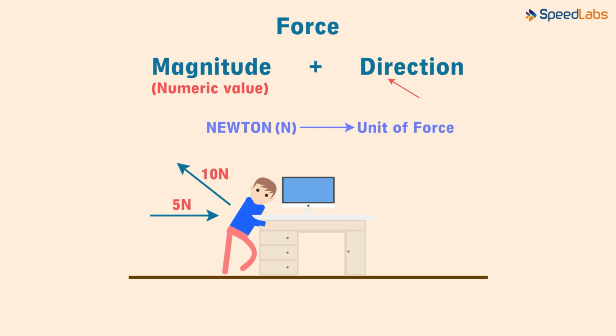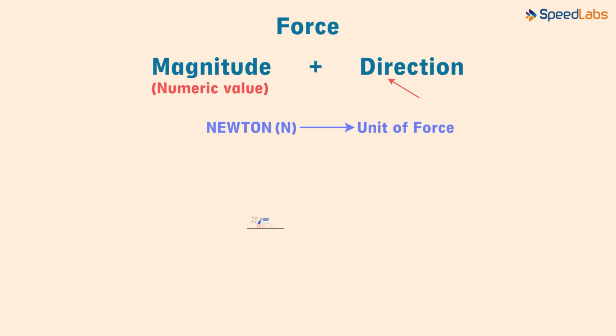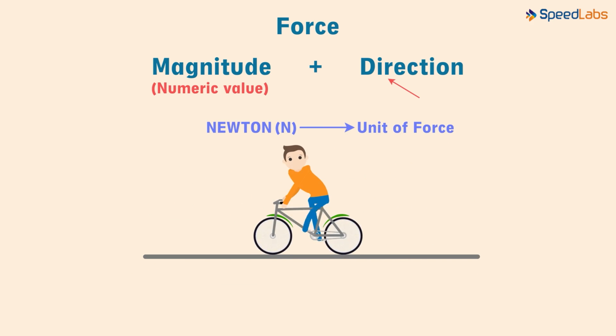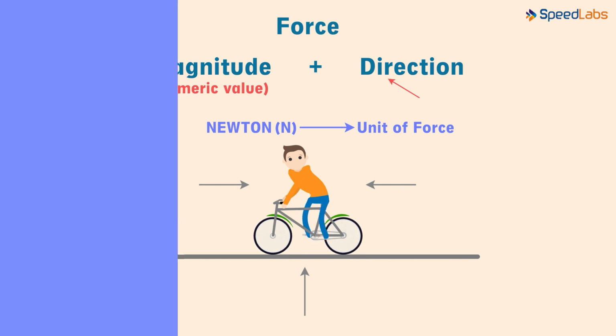But can there be more than one force acting on an object? Yes. In fact, in almost all of the examples that we come across, there is always more than one force acting on the objects. Also, the forces may act in different directions. So how will an object behave if there are many forces acting on it? Let us find out.